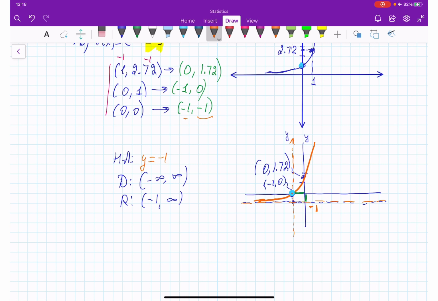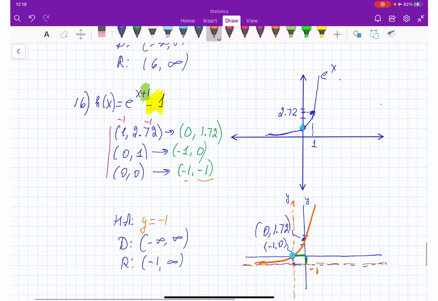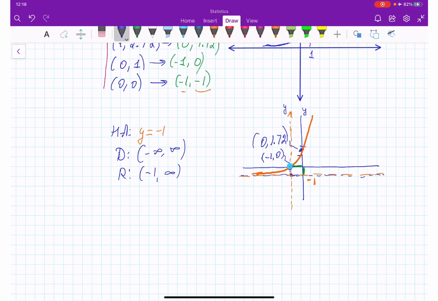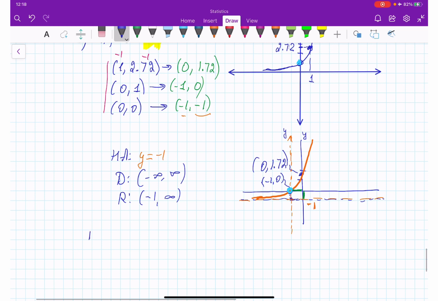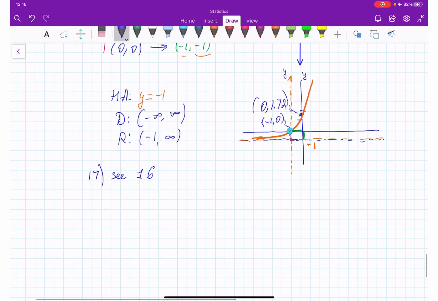Question number 17. Okay, it's a very similar one. I guess I'm going to skip. It's going to be the same. So I'll put here question number 17, see question number 16. So it's enough.